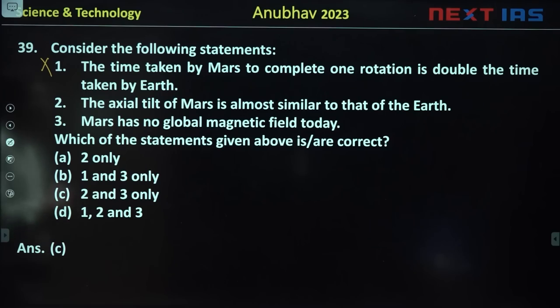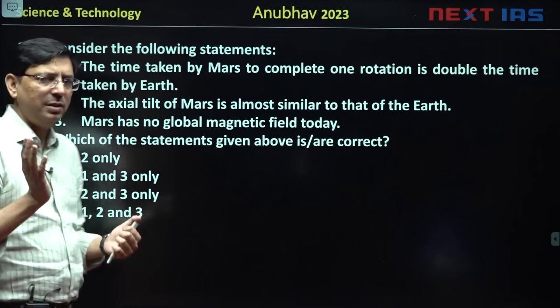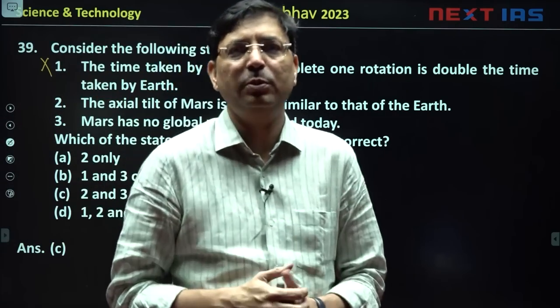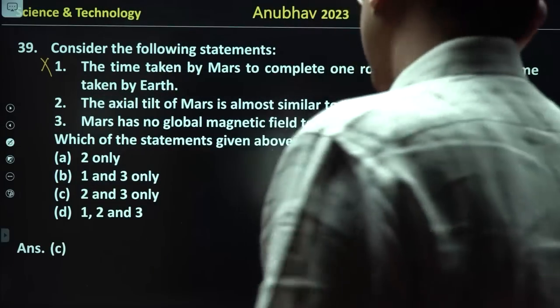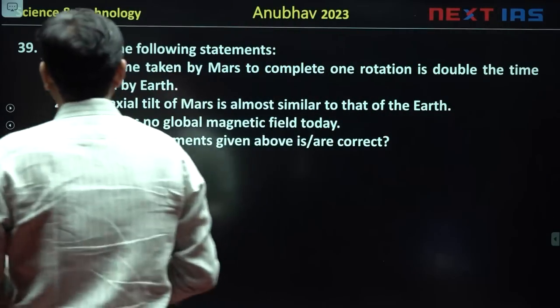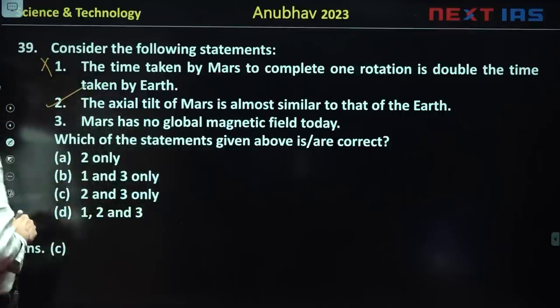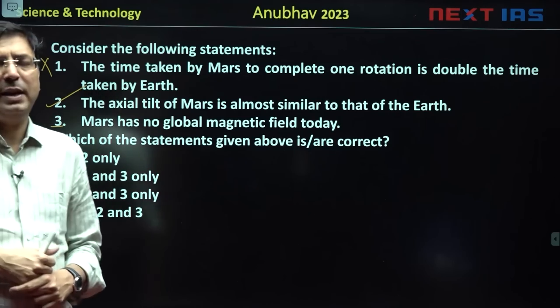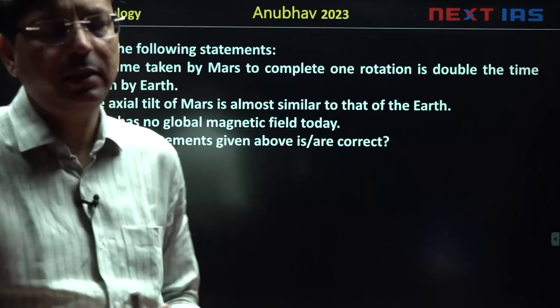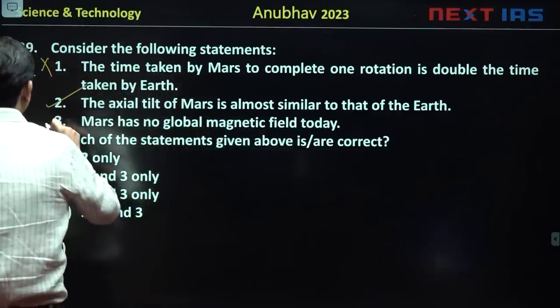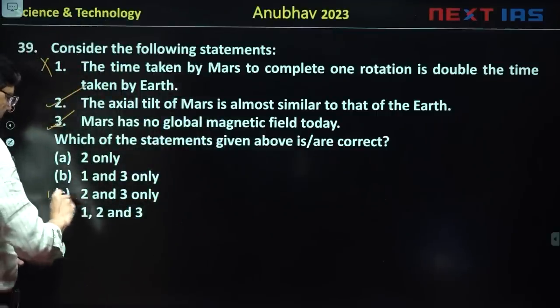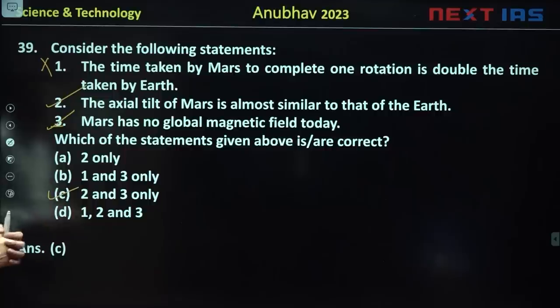Then the axial tilt of Mars is almost similar to that of Earth. You all know Earth has got an axial tilt of 23.5 degrees. Mars has an axial tilt of 25 degrees. So statement 2 is right. Now we just have to look at the third. This is a good combination. Mars has no global magnetic field. So it has no magnetic field of its own, yes, that's true. It is not having any magnetic field as of now. So, the answer for question number 39 is C.